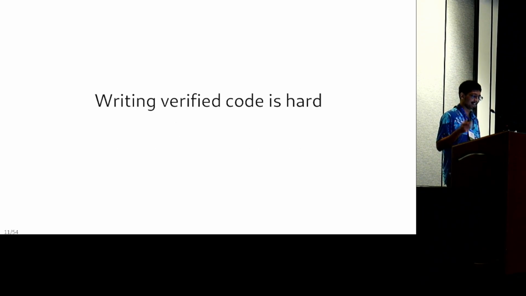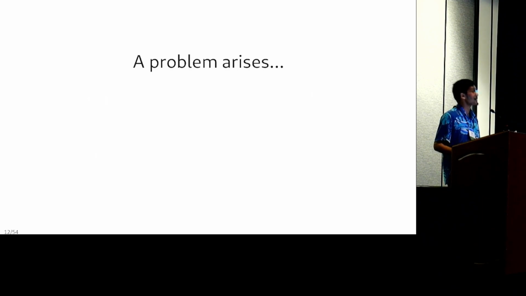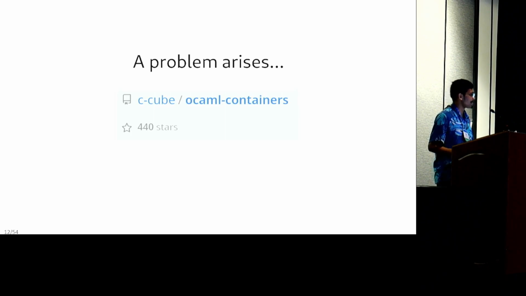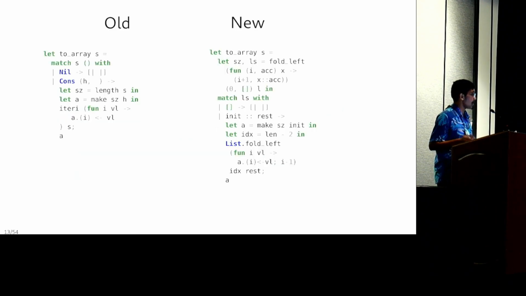But unfortunately, the story doesn't quite end there. So this program that I just showed you was actually taken from a real-world OCaml library, and in that library, the implementation of toArray was actually later changed to improve its performance. So here is the old and the new version of toArray, and the old version had to be changed because it has a slightly subtle behavior.